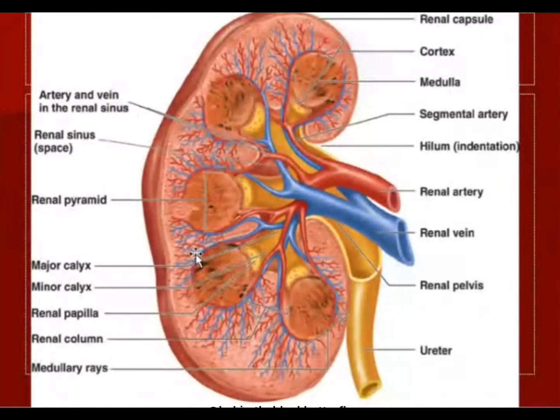And the veins follow the arteries. The efferent arterioles from the glomerulus drain into the interlobular veins. The interlobular veins drain into the arcuate veins. The arcuate veins drain into the interlobar veins. The interlobar veins drain into the segmental veins, and the segmental veins drain into the renal veins. So you begin from the other side, because that blood is going to be moving in counter current.